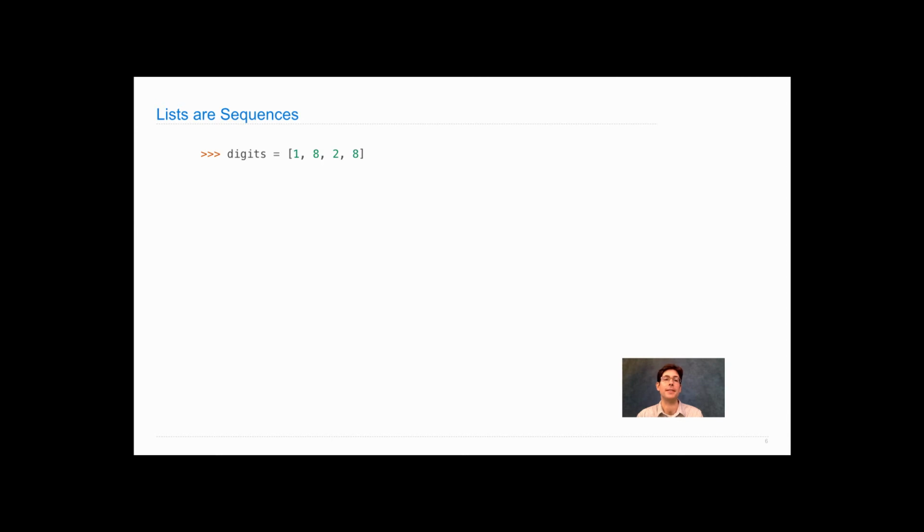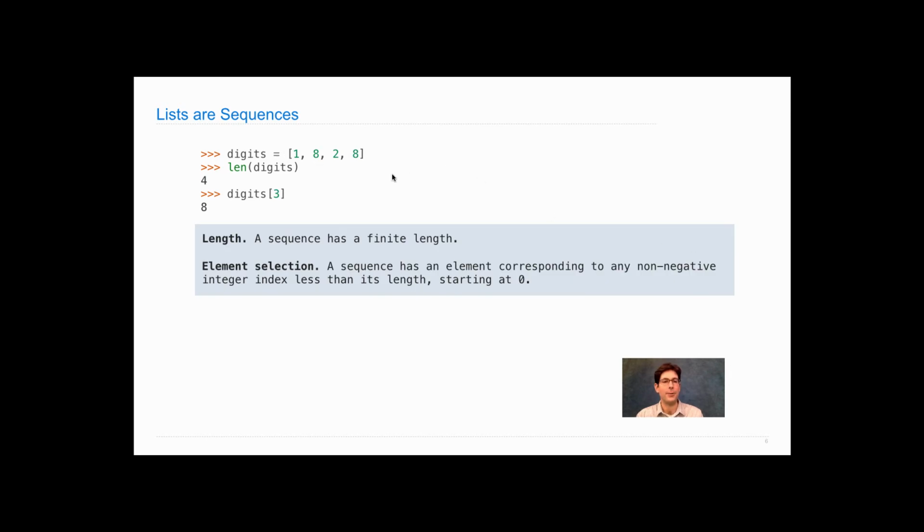So lists are sequences. When I say that, what I mean is that they have a length and that they support element selection. I can give an index to a particular element and retrieve that element using the element selection operator right there. So remember, these are our two conditions of something being a sequence: that they have a finite length and that there's an element corresponding to any non-negative integer index.